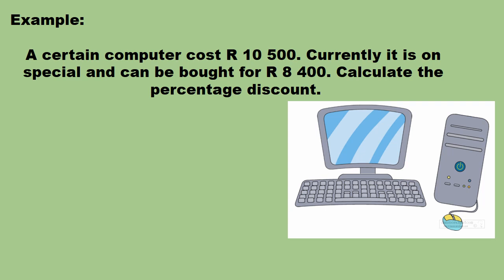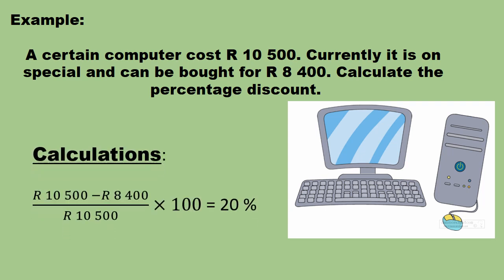So they say calculate the percentage discount. Then we're going to have a look at our formula. What do we go up or down with? What is the difference between the two amounts? Over the first amount, over the original amount, times 100. So 10,500 minus 8,400 divided by the first amount, 10,500, times 100 gives you 20%. So this computer has been marked down with 20%.